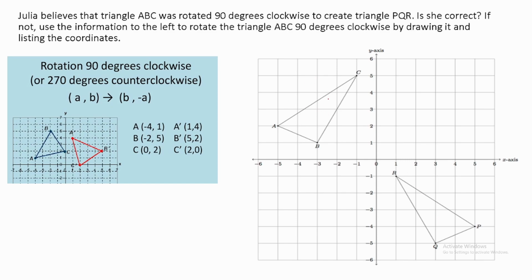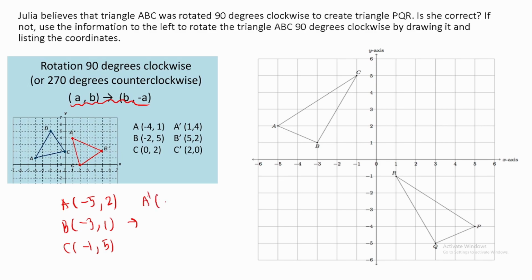So if we do rotate it 90 degrees clockwise, now that is the 270 counterclockwise rule. We're using this rule right here. We're taking our coordinates and we're switching them. We have to write our coordinates first. The coordinates for A are -5, 2. B is -3, 1. And C is -1, 5. So our new coordinates, by applying this rule, we swap them, and whatever was up front comes to the back and changes sign.